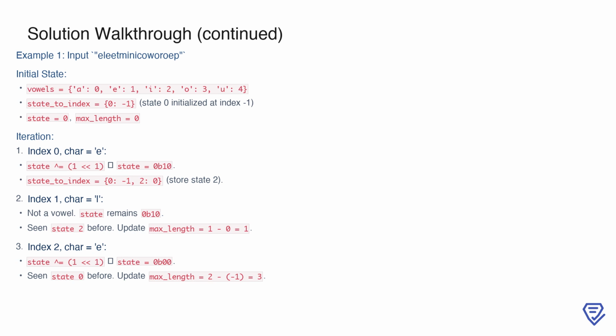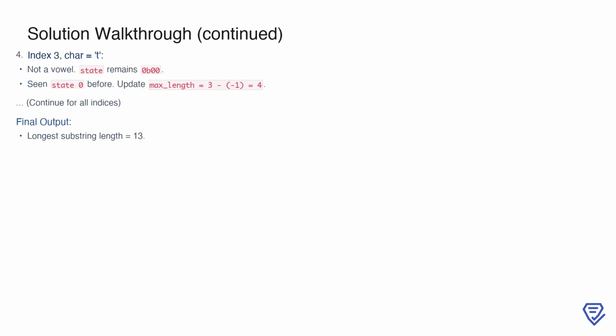1 and update max_length. At index 2, the character is again e, so we toggle the first bit back, resulting in state equals 0b00. This state was first seen at index -1, so the substring length is 2 - (-1) equals 3, and we update max_length accordingly. At index 3, the character T is not a vowel, so the state remains 0b00. Since we've already seen this state at index -1, we calculate the substring length as 3 - (-1) equals 4 and update max_length to 4. This process continues for each character in the string.